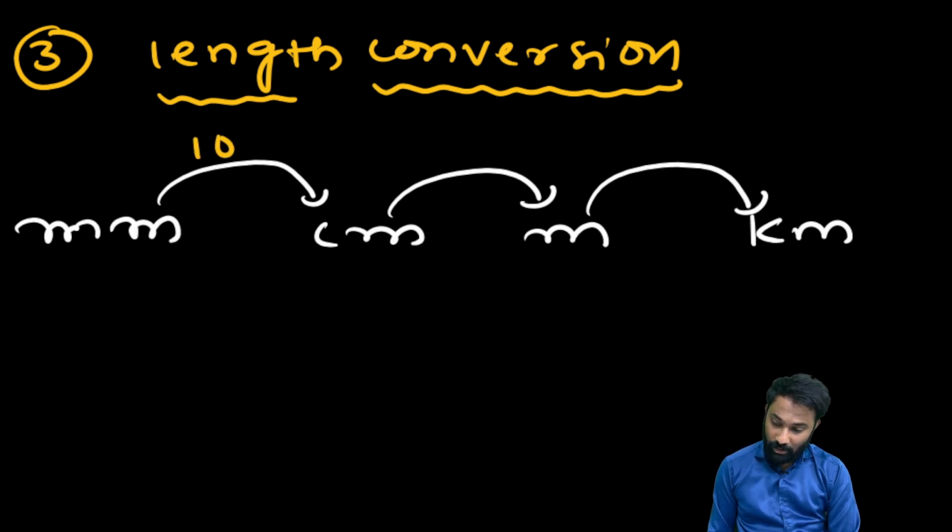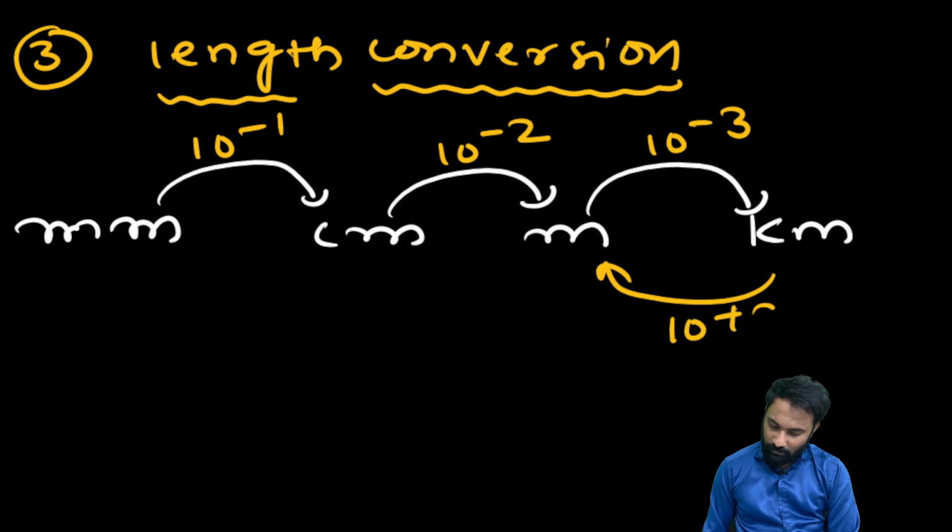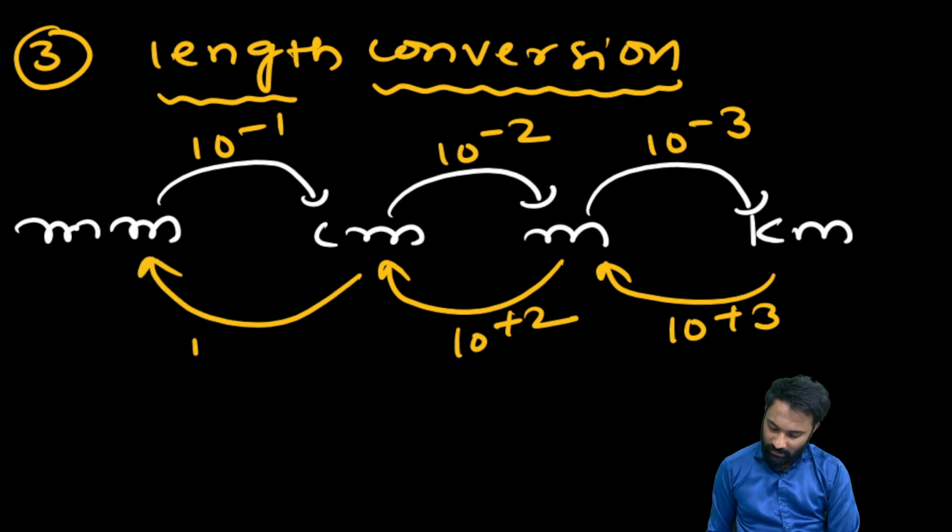10 to the power how much? Minus 1. 1 millimeter is equal to 10 to the power minus 1 centimeter. From centimeter, if you go to the meter, that is 10 to the power minus 2 meter. From meter, if you go to the kilometer, that will be 10 to the power minus 3 kilometer. Clear? Then if you go in the reverse direction, that will be 10 to the power plus 3, then 10 to the power plus 2, then 10 to the power plus 1. Clear?